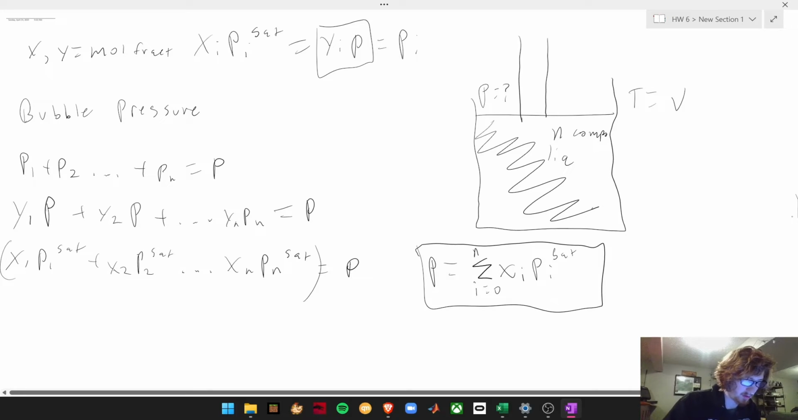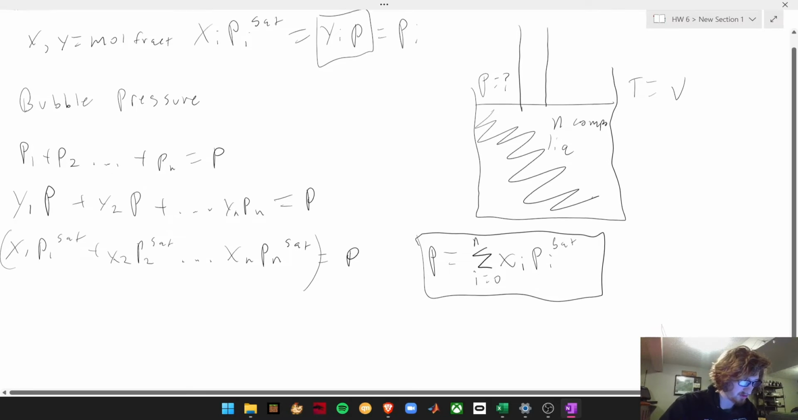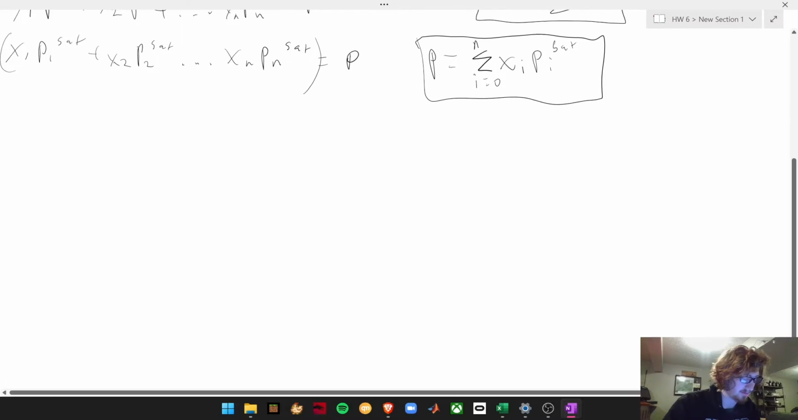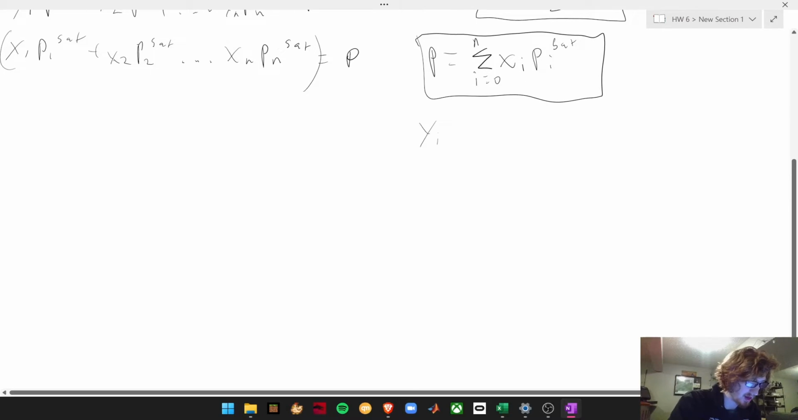The second thing we want to be able to do is express this in a way that isolates the vapor component. So we want to solve for yi or yn or whatever it may be. If we rewrite this for only one component, we have yn P is going to be equal to the partial pressure of substance n. It's pretty simple to solve for that. We know that yn is going to be equal to the partial pressure of n divided by the total pressure.